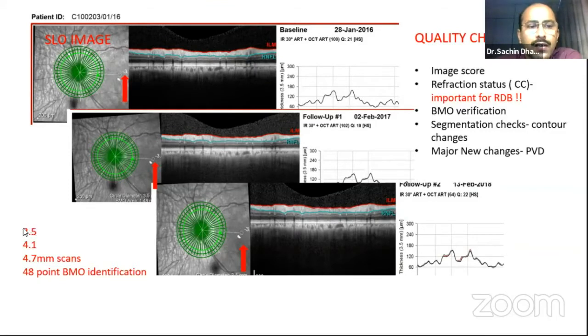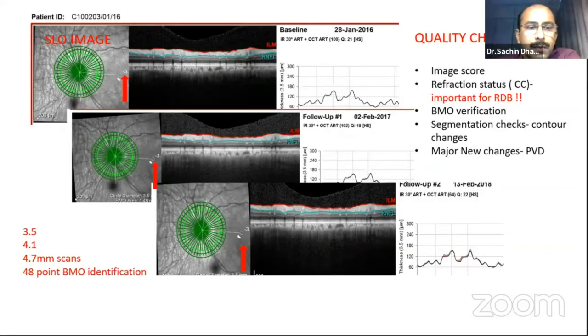Now this machine does give us three scan choices: 3.5, 4.1, and 4.7, which is exclusive to this machine, so that you can escape the area of peripapillary atrophy as well as a myopic conus, as well as myelinated nerve fibers at the disc, and get still good scans in each and every patient.